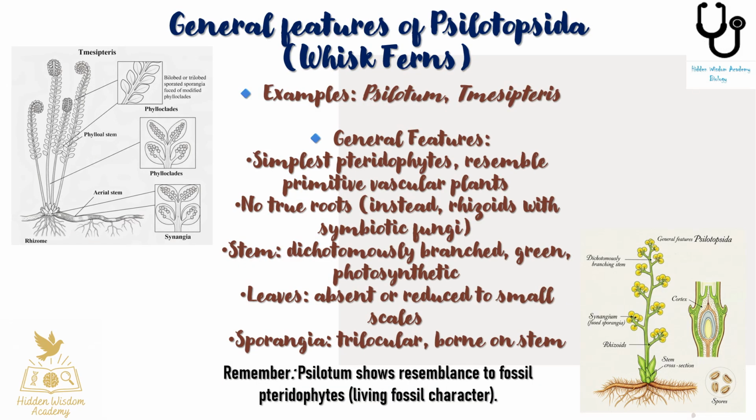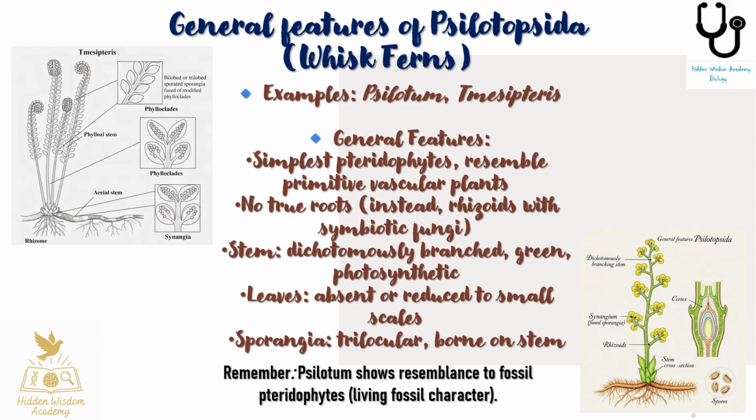Now let's talk about general features of Psilotopsida. Psilotopsida, or whisk ferns, are the simplest Pteridophytes. Examples include Psilotum and Tmesipteris. They have no true roots, only rhizoids with fungi. Their stems are green, photosynthetic, and forked.